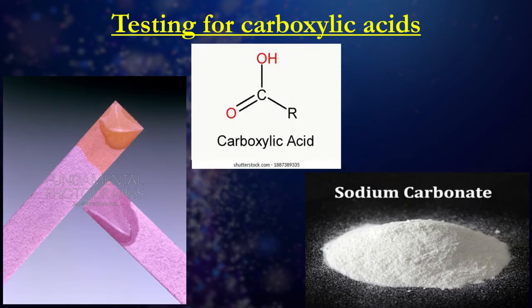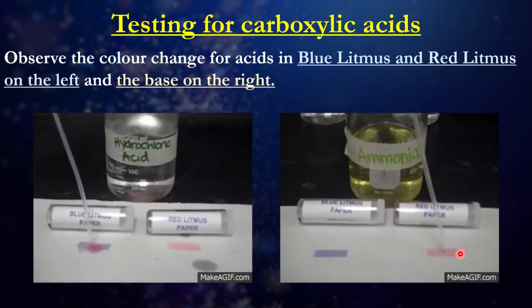The next test we're going to look at is how do we test for carboxylic acids. There are a couple of methods. We can use litmus blue. We can use sodium carbonate. We can even use the production of esters as a way of searching for the carboxylic acid as well. So let's go to the first one.